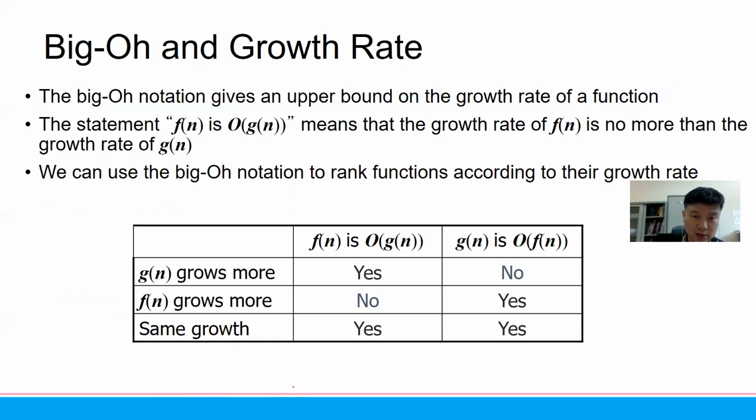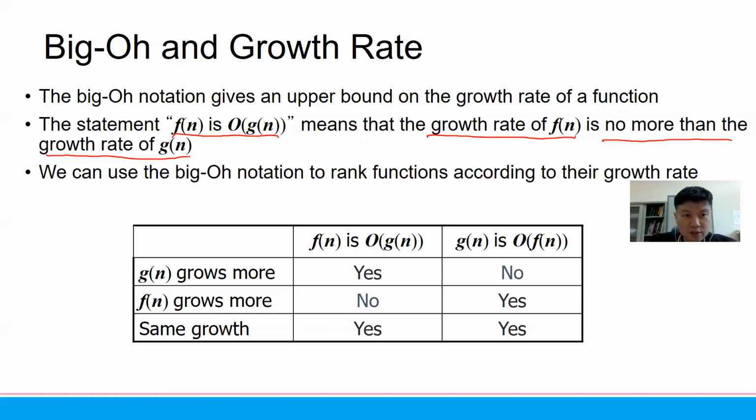But the concept of big O notation gives an upper bound on the growth rate of a function. So if f(n) is O(g(n)), it means that the growth rate of f(n) is no more than the growth rate of g(n). One more time, f(n) is O(g(n)) means that the growth rate of f(n) is no more than the growth rate of g(n).